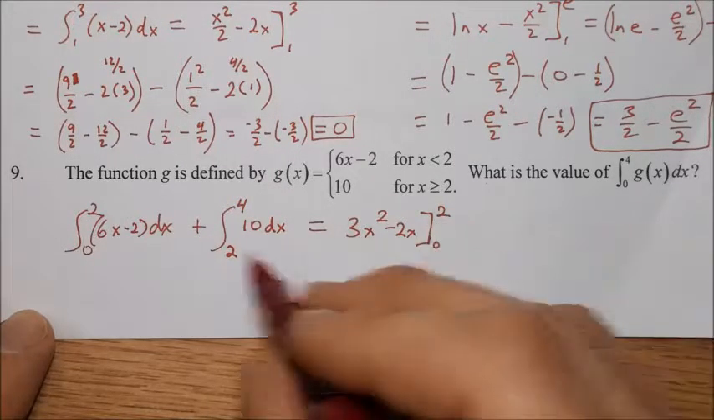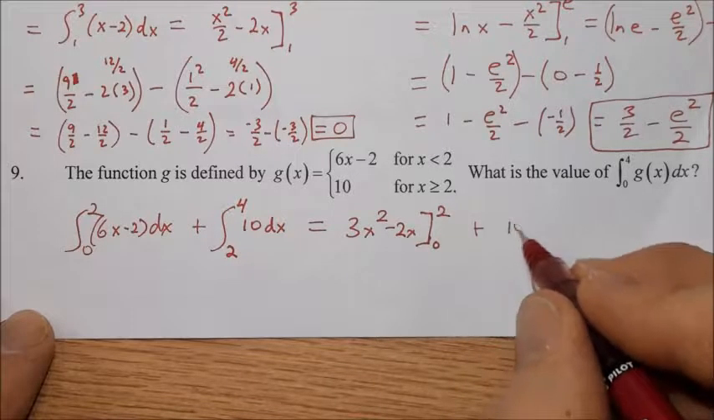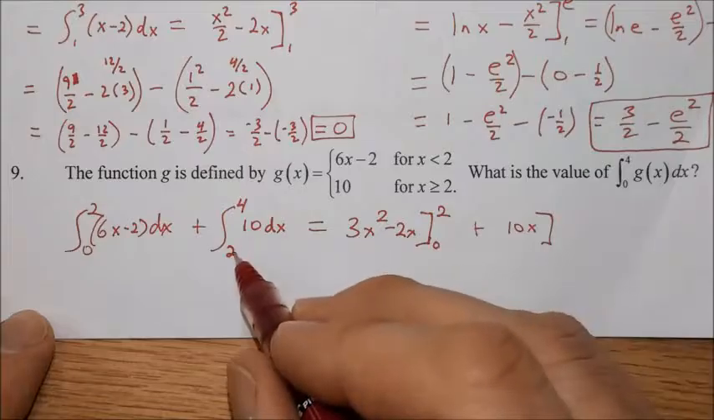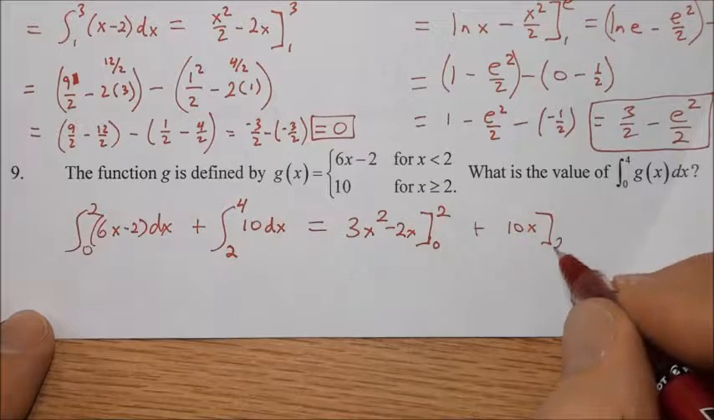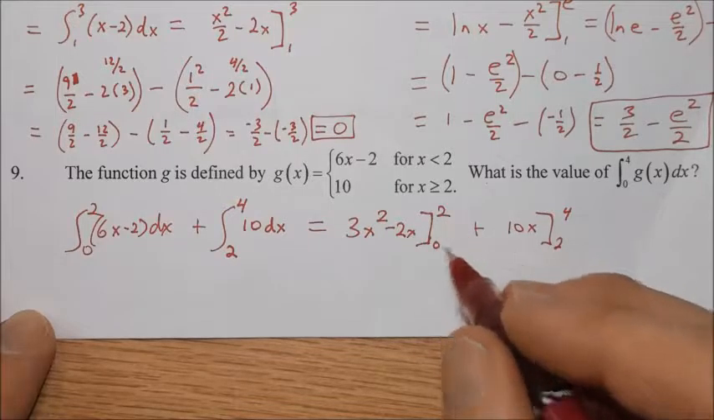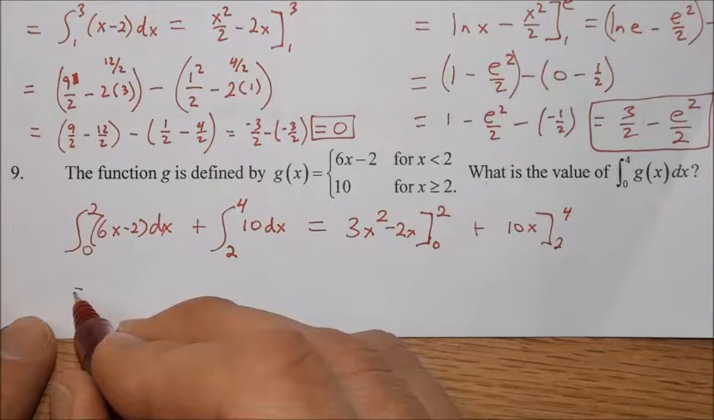The other expression is 10. 10's antiderivative is 10x. This is not being evaluated from 0 to 2, it's being evaluated from 2 to 4. Got to make sure that we have the correct bounds there. Okay, so let's plug in the 0 and the 2 into this right here. So what are we looking at?